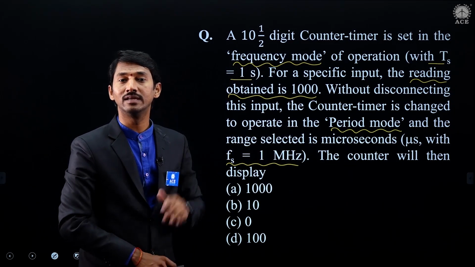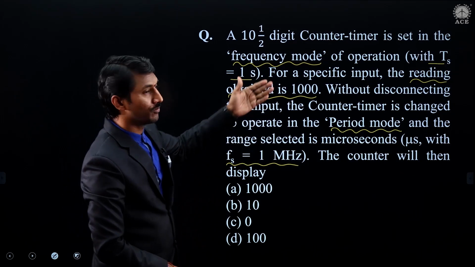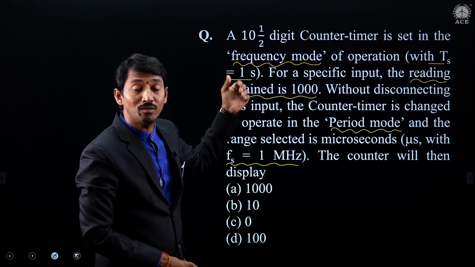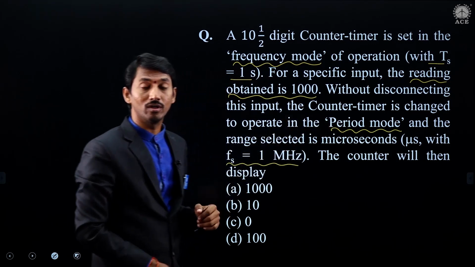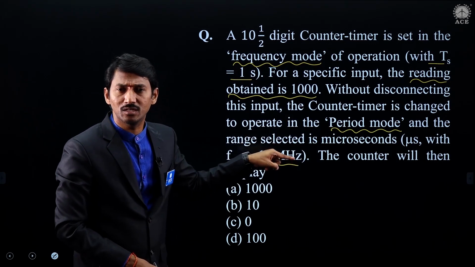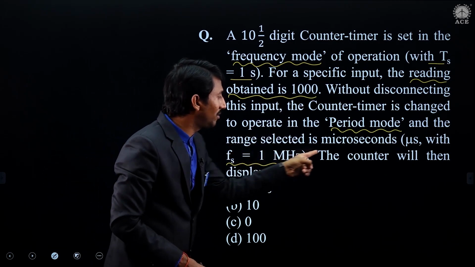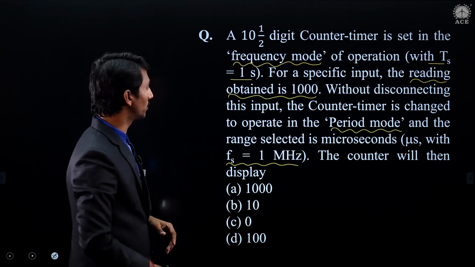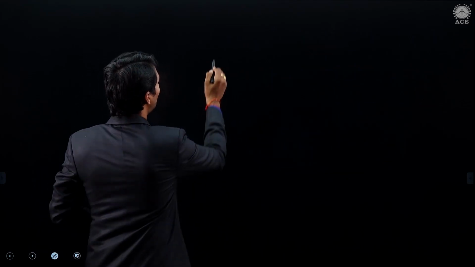The counter will then display what? He is asking: in the frequency mode some data is given, and that mode is changed to period mode. Under the period mode, what will be the corresponding value displayed, or reading? So here, let us write the period mode.